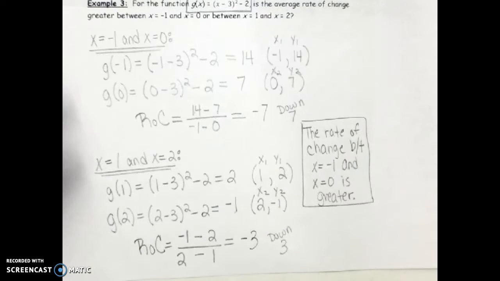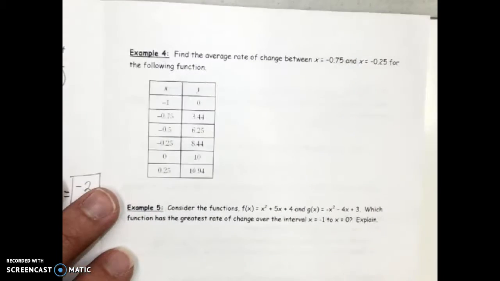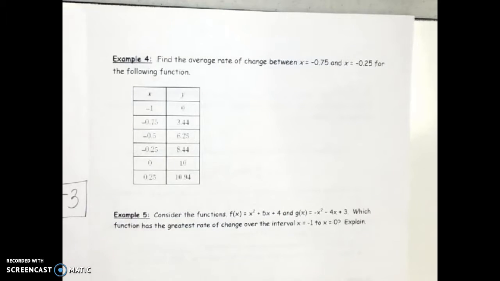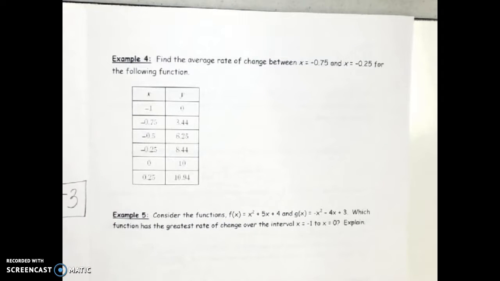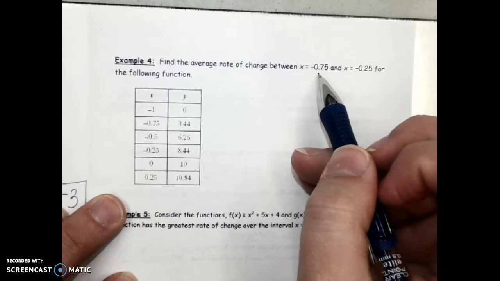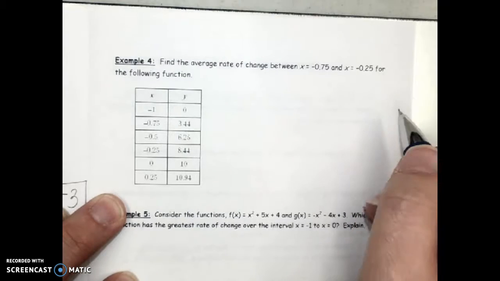Now, let's look at example 4. Example 4, what's different about it? What's different is they give you a table. So we've used points, we've used a function itself, we've looked at a graph. Now we've got a table. Find the average rate of change between x equals -0.75 and x equals -0.25 for the following function.